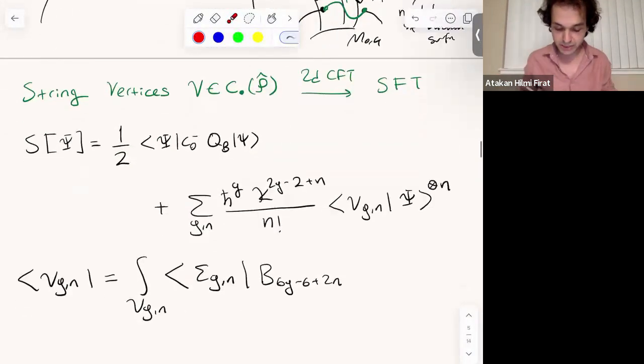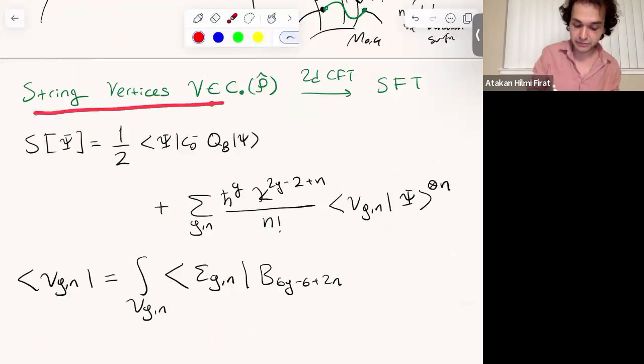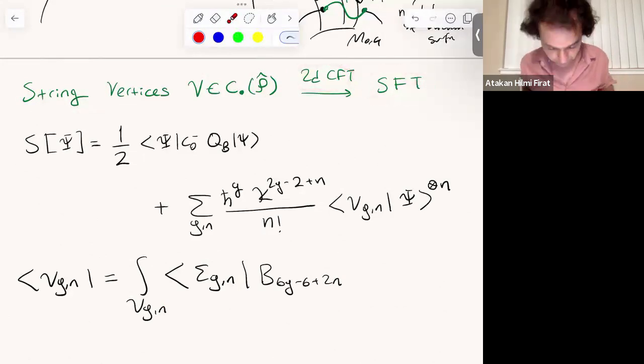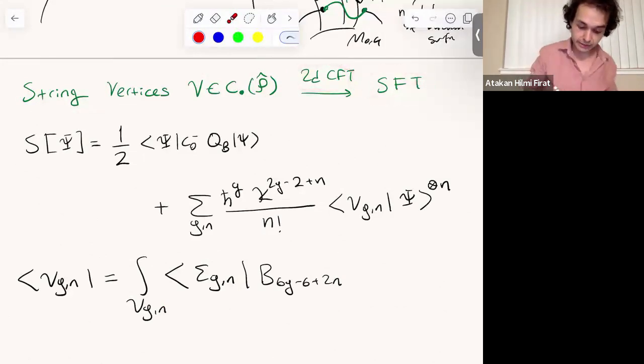Okay, so the basic idea then reduces to the string vertices. Then you use the 2D CFT and then you get the SFT. So here is the so-called master action.